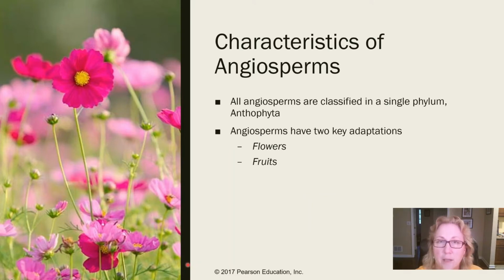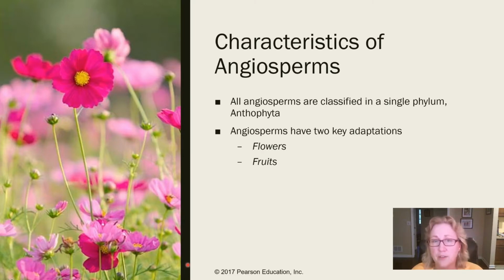All right, let's talk about angiosperms, the flowering plants. The angiosperms are characterized by two new evolutionary innovations that only occur in angiosperms. Even though it's a phylum, over 200,000 species are in this phylum, in contrast with the ginkgo phylum, which only has a single species.